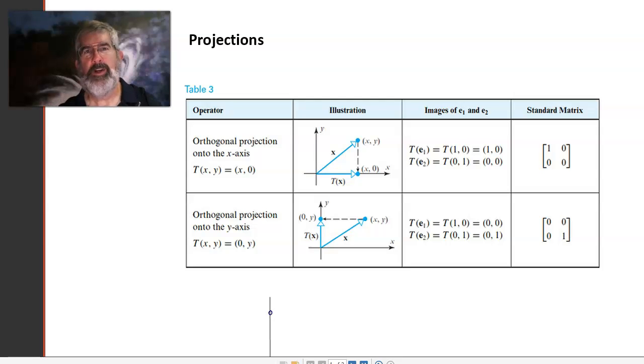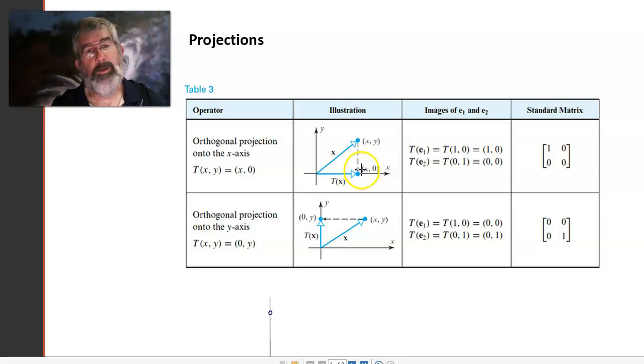In this video, we're going to take a look at projections in R2 and R3. So the two basic projections in R2 are projection onto the x-axis and projection onto the y-axis. Now I should point out that these projections are what are called orthogonal projections or perpendicular projections. You're going from whatever point you're at, you're projecting perpendicularly onto some line, in this case the x-axis, or in this case the y-axis.